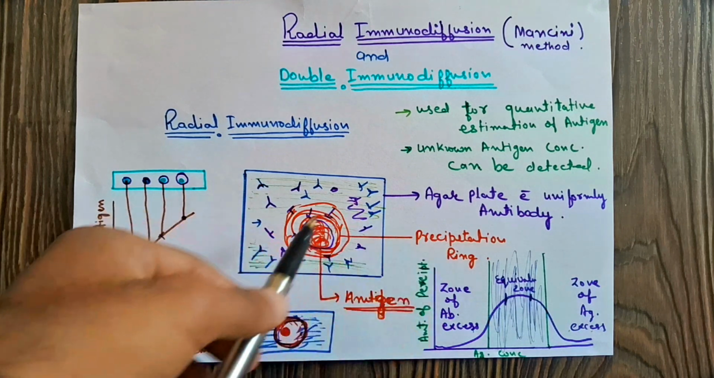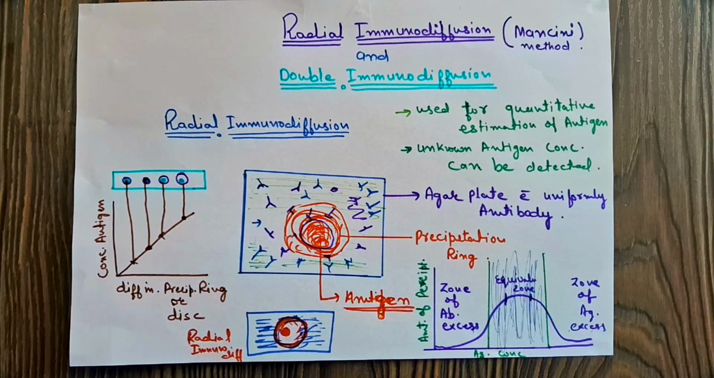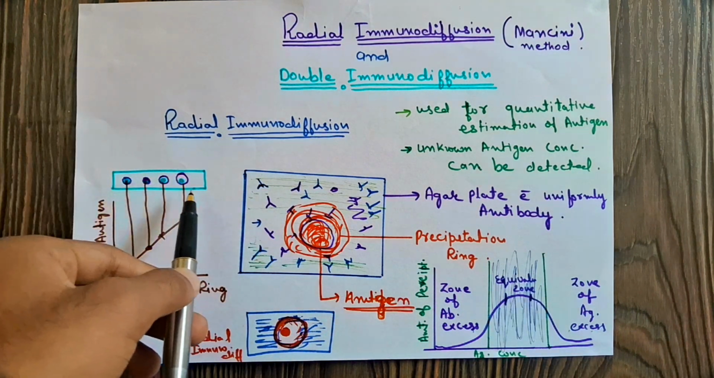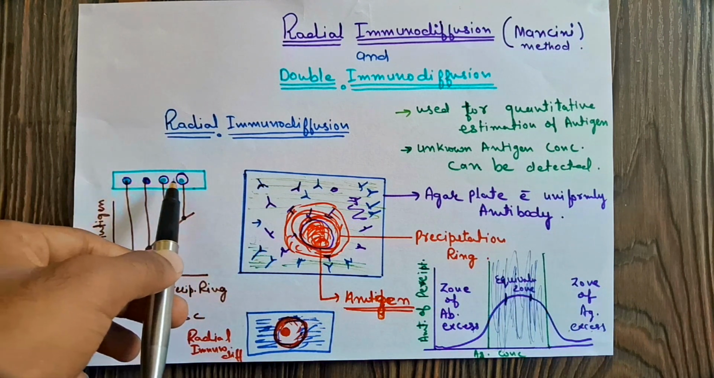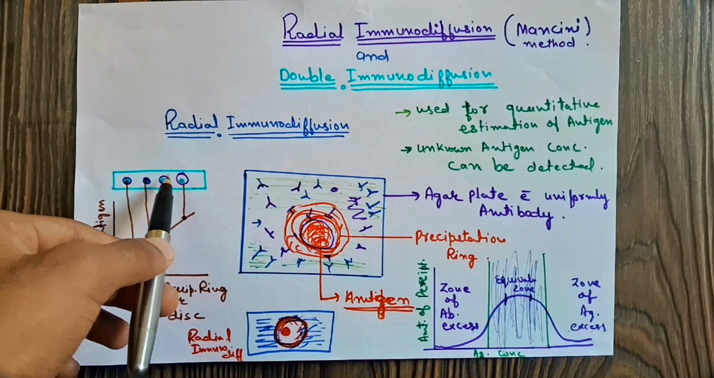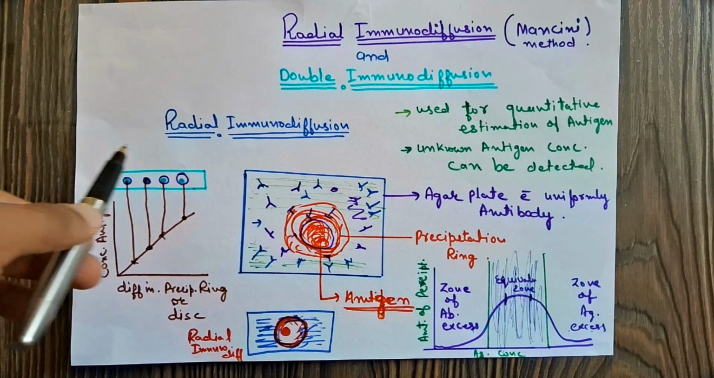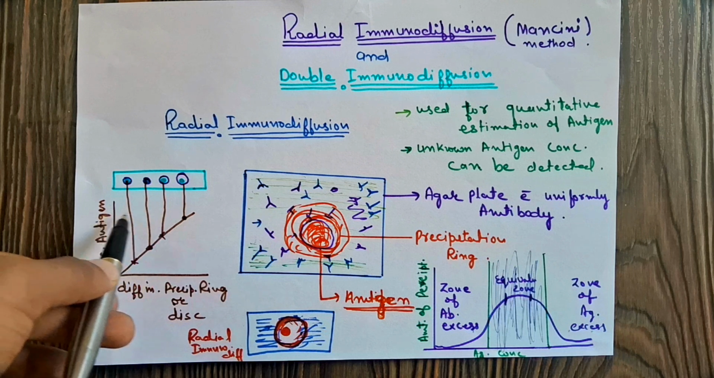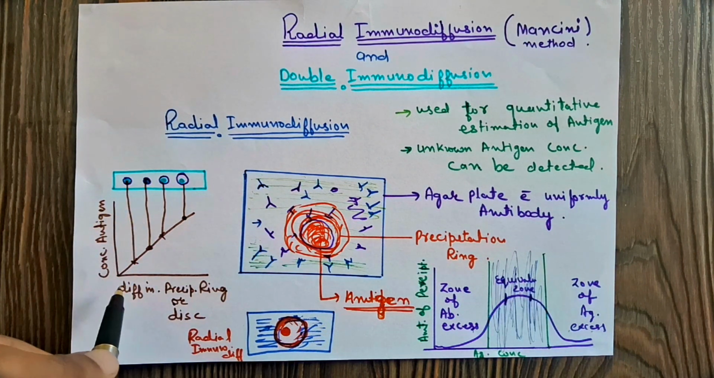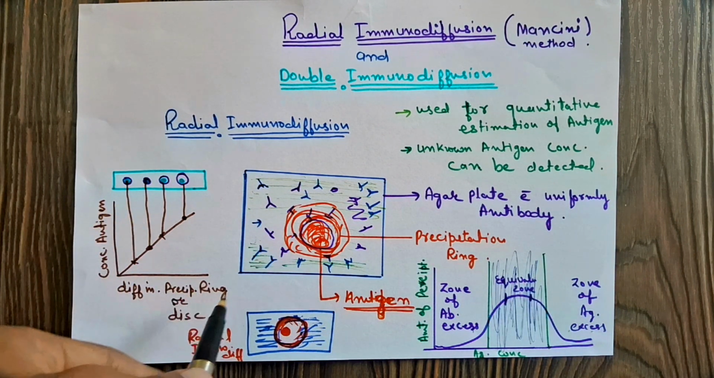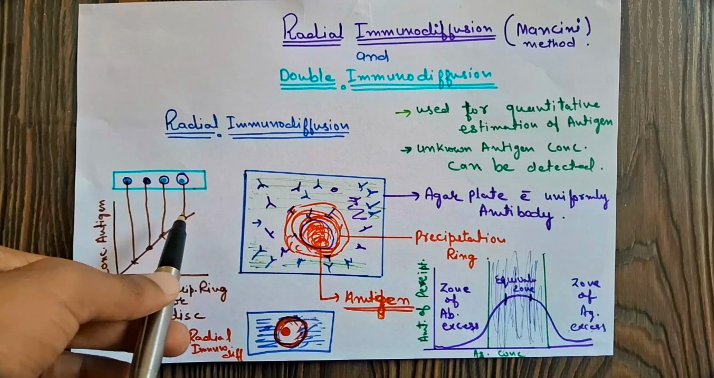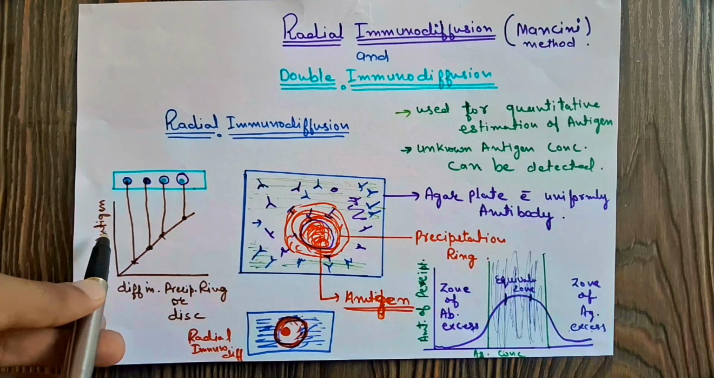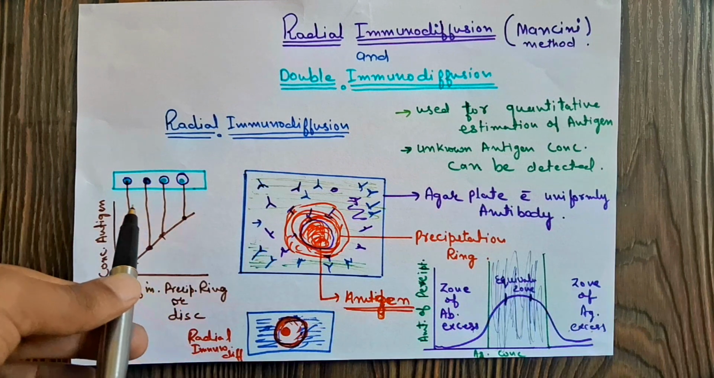By this precipitation ring we can know the antigen concentration of an unknown sample. For example, these are different samples and these are the sizes of their precipitation rings. We can know the concentration of the antigen by plotting a graph between the precipitation ring and the antigen concentration. The bigger the precipitation ring, the higher the concentration of the antigen.